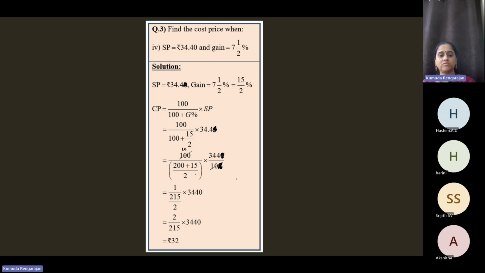Then here the denominator is 215 by 2. Whatever is the numerator, you simplify, because I've cancelled the zeros. So there may be slight changes, so you take care of that. So if it is 1 divided by 215 by 2, it will become 1 into 2 by 215. 1 into 2 is 2. 2 by 215 into 3440.